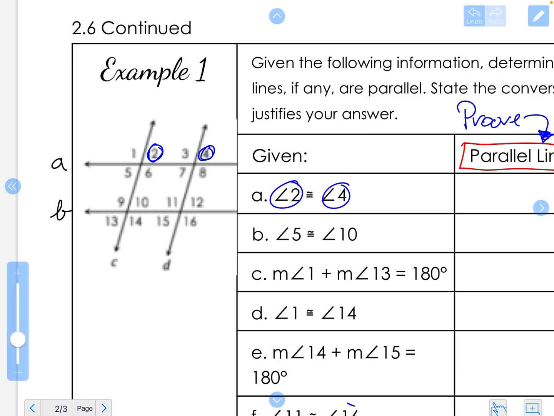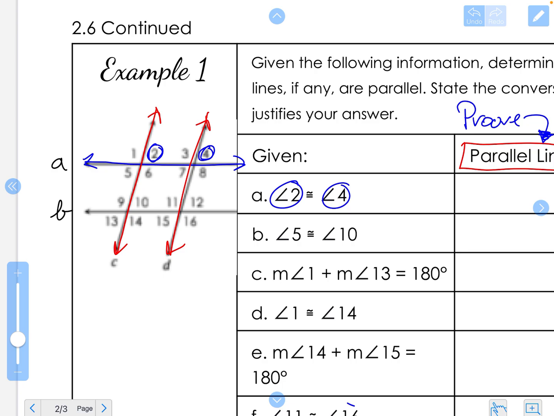Angle 2 and angle 4 have line A in common. So if they have line A in common, then the lines that we are looking to prove to be parallel are going to be C and D. Because remember, whatever line the two angles are touching is going to be our transversal, and then whatever two lines the transversal crosses are going to be parallel.